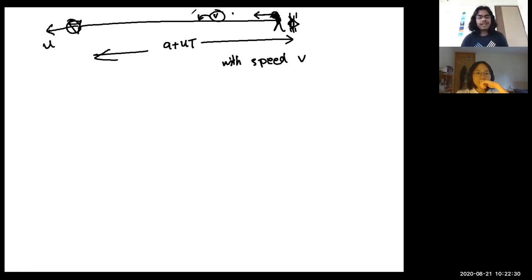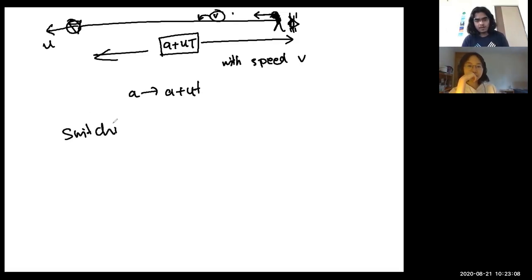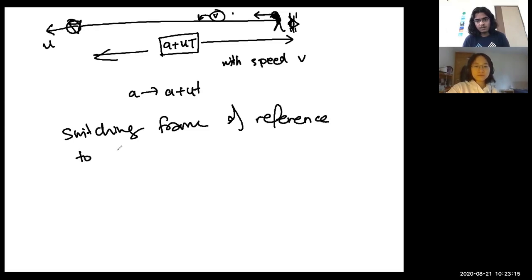And can everyone see how this is exactly the same problem as before, except the initial length has been changed from a to a plus ut? It'll take time to sink in. Think about it for a couple of minutes. But that's exactly the same problem if you change the frame of reference from the peg to the other endpoint. And in an exam, you would be expected to explain this in a couple of lines, the reasoning. So you're switching the frame of reference to the endpoint, and then you observe that the problem reduces to a problem you've previously solved.